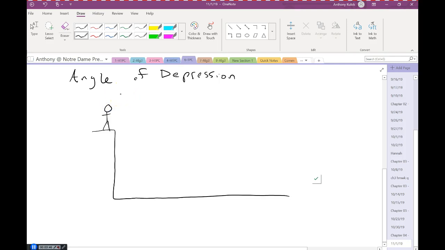So imagine now you're standing at this elevated position and you see your friend down on the ground. So when we talk about an angle of depression, again, we're always starting from our line of sight. And then if you tilt your head down to see your friend, the angle formed there is an angle of depression.